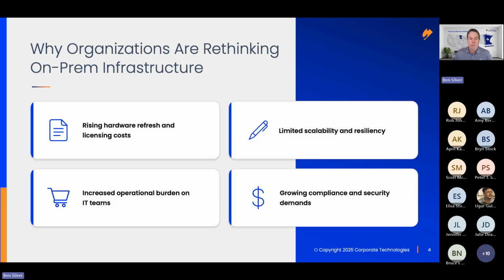There's also, for a lot of our companies, growing compliance and security demands. There's the need for HIPAA compliance, PCI compliance, SOC 2 compliance, CMMC compliance. And then there's increased operational burden on IT teams. As your managed service provider, we're managing those servers for you. We're taking care of those while they're on site. But there are also more efficient ways to do it.